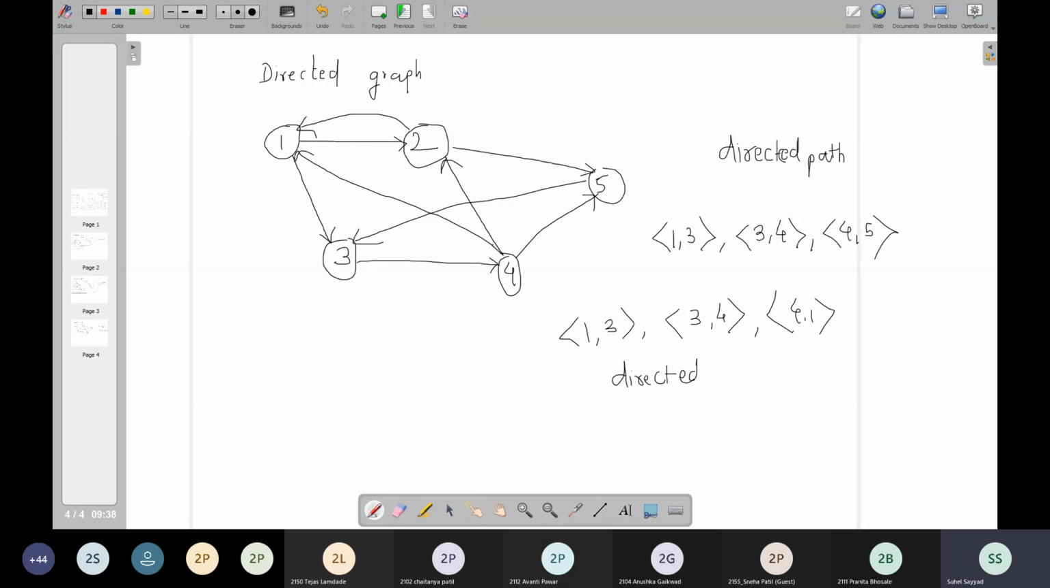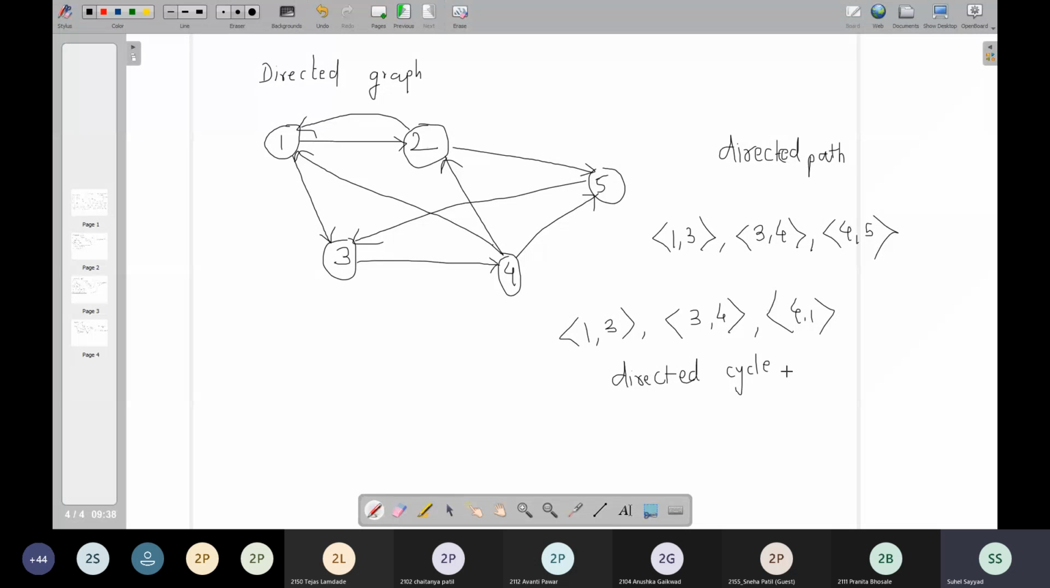Is the example understood, my dear students? Yes. Is this example understood? Yes, all of you understood this example? Yes, sir.